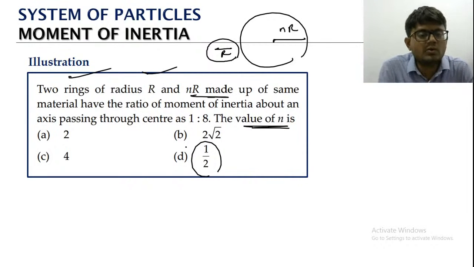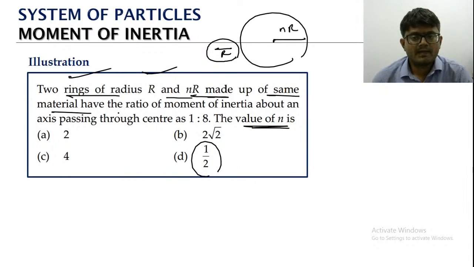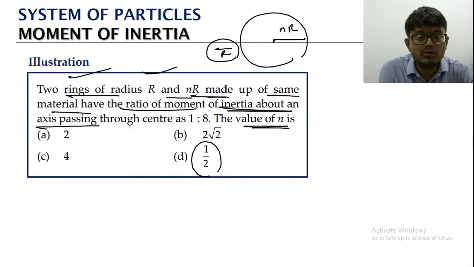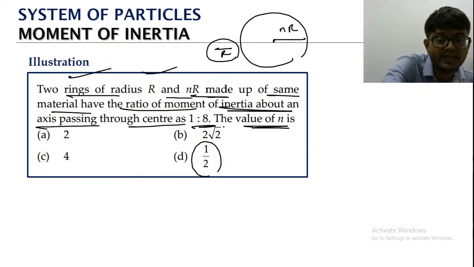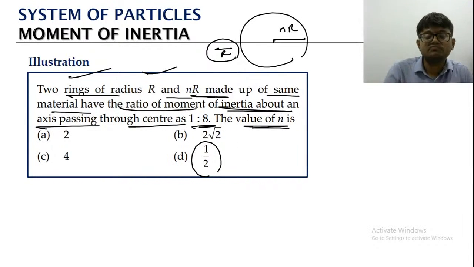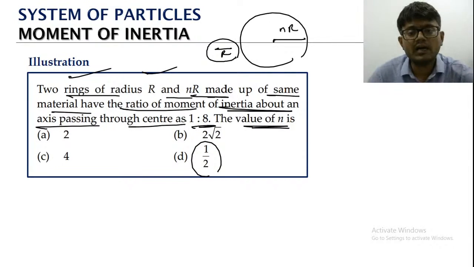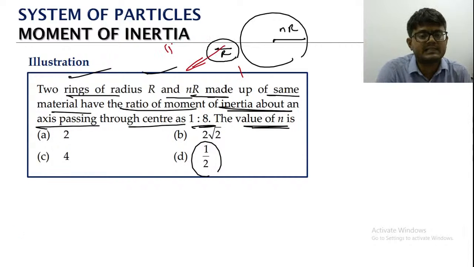Two rings of radius r and nr are made up of the same material. They have the ratio of moment of inertia about the axis passing through the center as 1:8. From there we have to calculate the value of n. They have not said what the axis is, only that there is an axis passing through the center. So, because they have not said, for both of them let us take the principal axis.